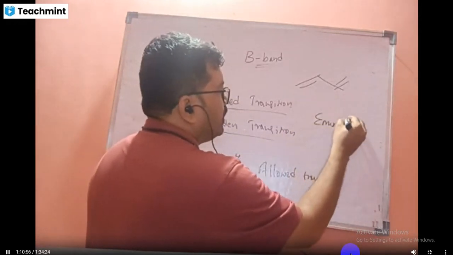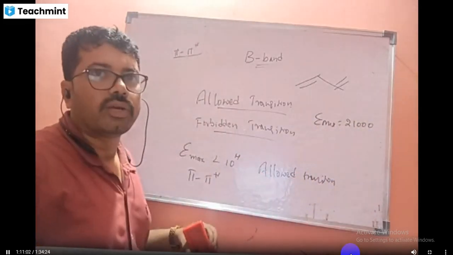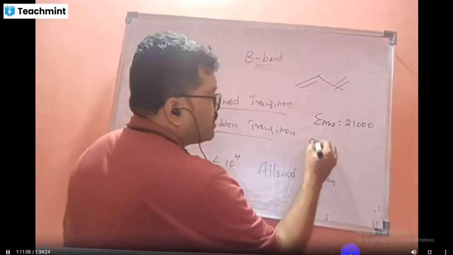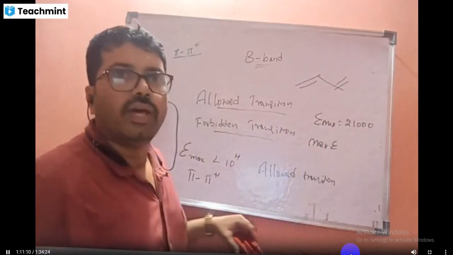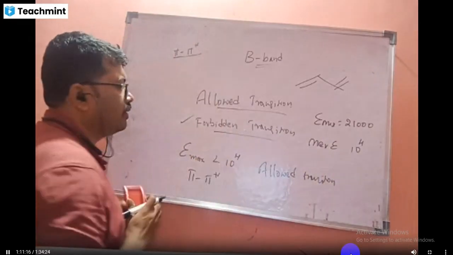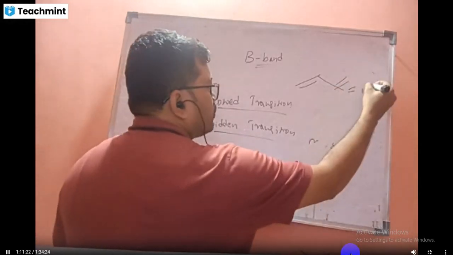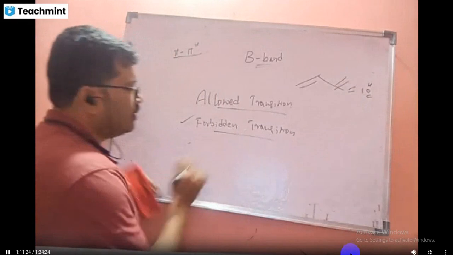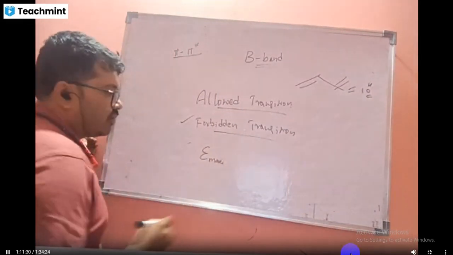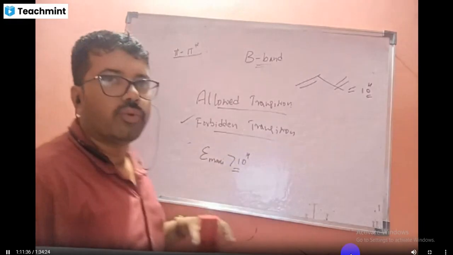Absorption maximum is 21,000. 21,000 is an allowed transition. The transitions associated with maximum values less than 10 to the power of 4 are usually called forbidden bands. Forbidden transitions have a molar absorptivity coefficient less than 10 to the power of 4.